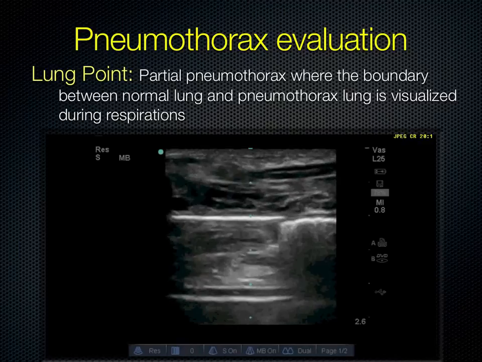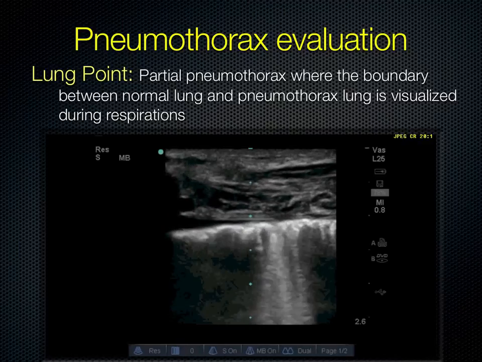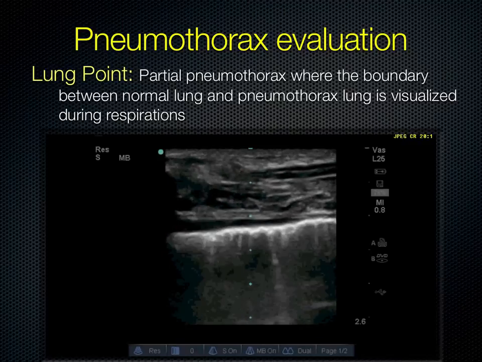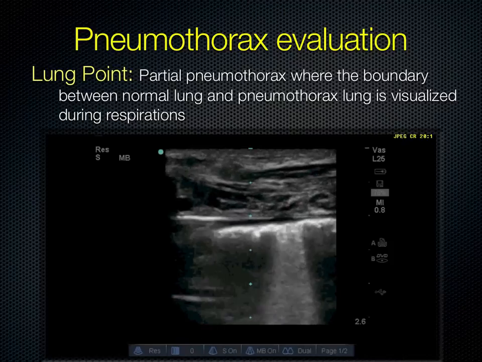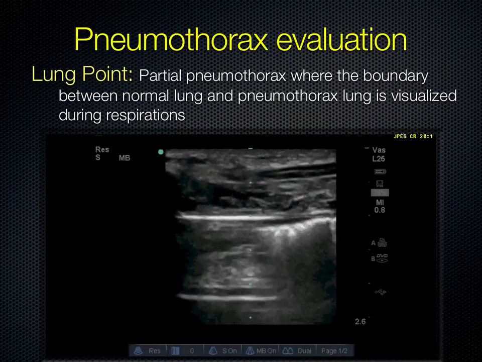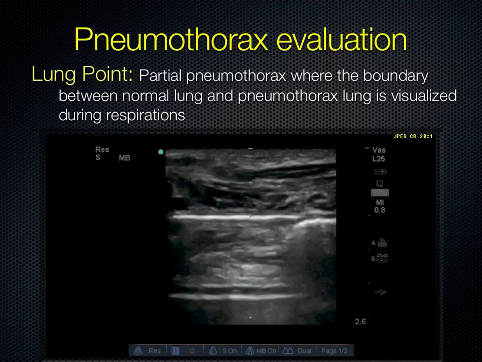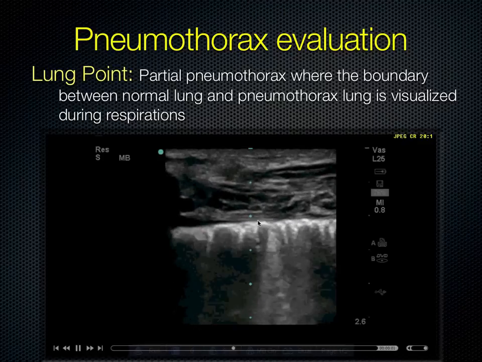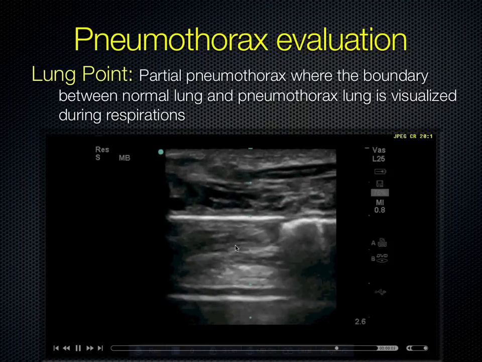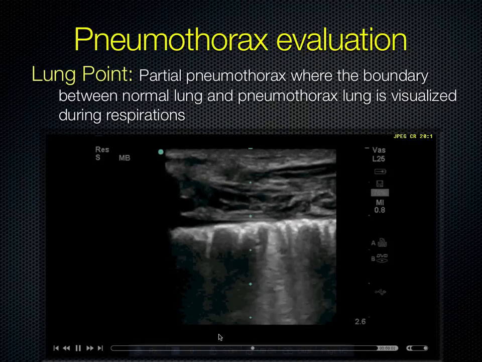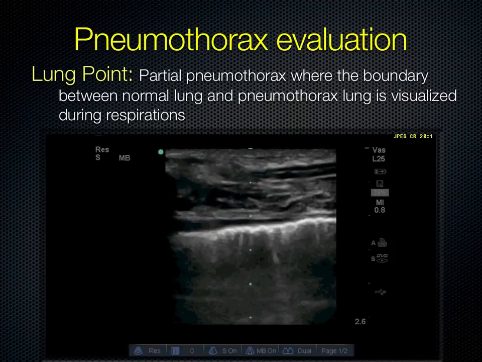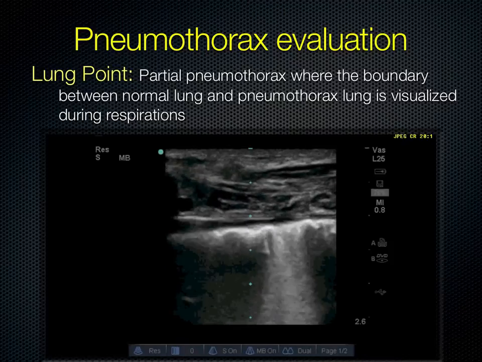I mentioned earlier the lung point, and the lung point is actually 100% specific for pneumothorax. If you see this, then you have a pneumothorax. There's nothing else that does this. So the lung point is where the lung falls away from the chest wall. If you can capture that exact point, during respirations what you'll see is times when the lung slides into the picture where it is attached, and times when the lung is moving back and forth where you can see that it's dropped away and you lose the sliding, and you lose the B lines and you get A lines. So really this is the boundary between normal lung and pneumothorax visualized in the same frame.